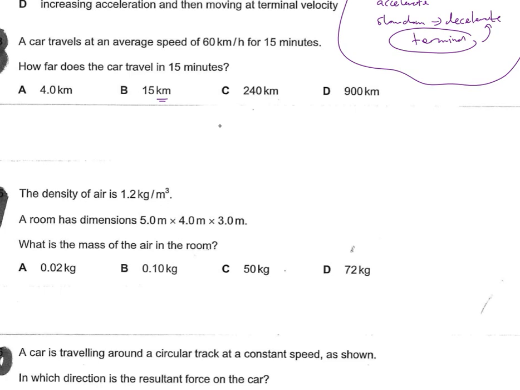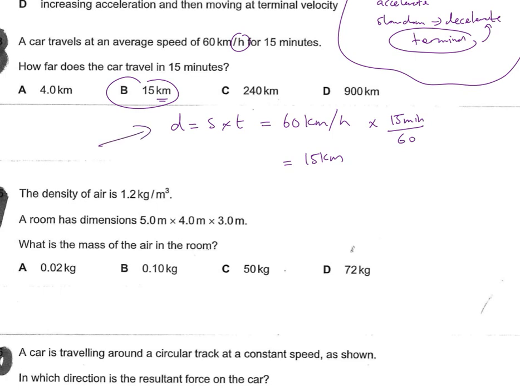Kilometers. Okay. Now, this is in hours, so we need to be careful there. Let's take a look. Distance equals speed times time. Speed is 60 kilometers per hour, times time. Time is 15 minutes. Now we need 15 minutes in hours, so I need this to be the same. So I'll divide this by 60. Okay, and this will give me kilometers. So make sure that you have the working out there.